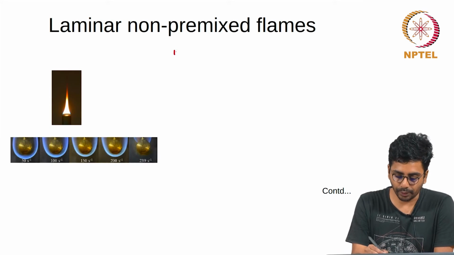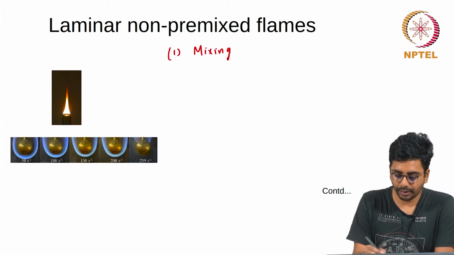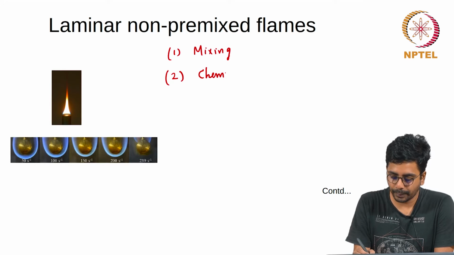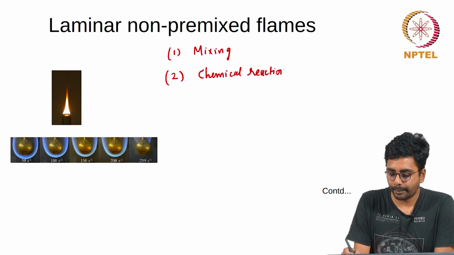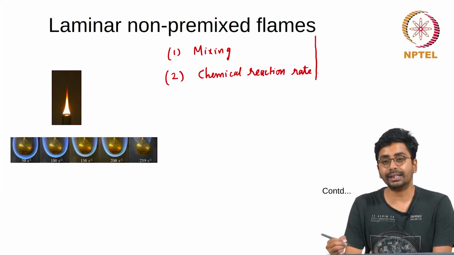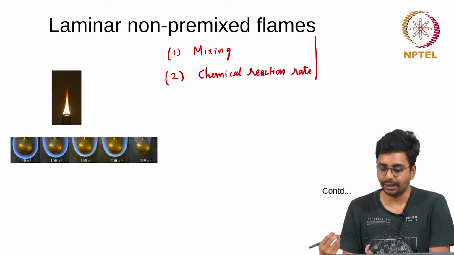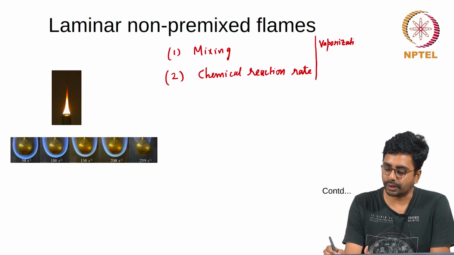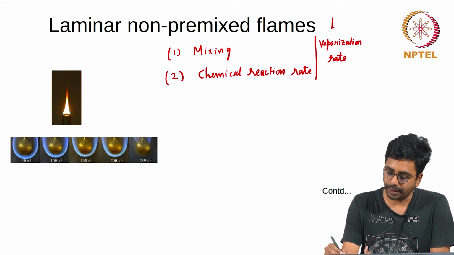processes, including the rate of mixing, chemical reaction rate, and when the fuel is not in gaseous form and it is in, let us say, liquid form, the vaporization rate can also control the fuel consumption rate for liquid fuels.